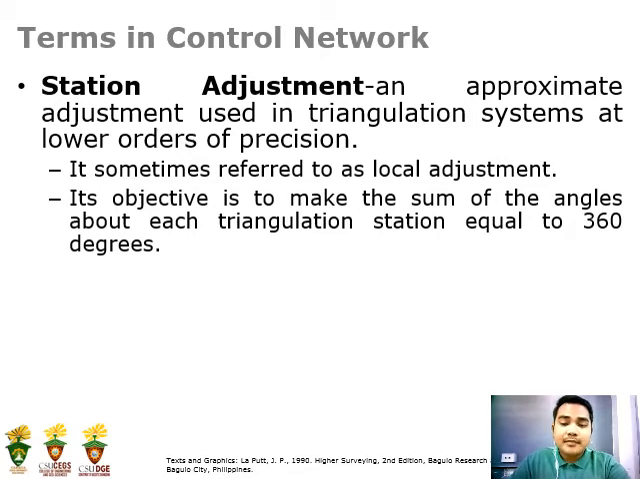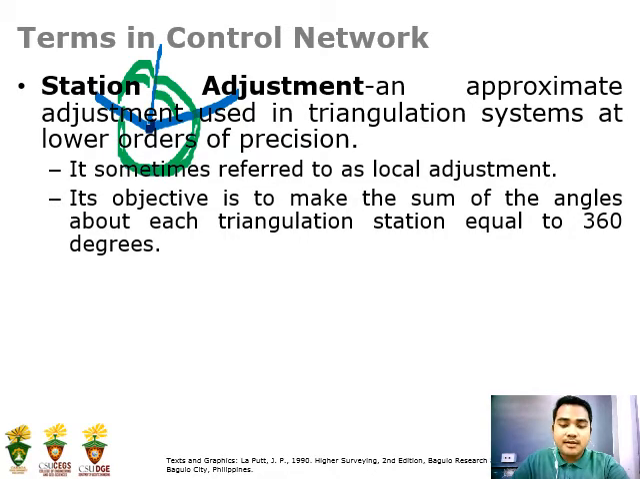Station adjustment, for example, a triangulation station here, let's say. So, at this station, there are lines going to another station, and to another station, so the angles here you're going to adjust. In station adjustment, one full revolution is 360 degrees, so you must assure that this angle plus this angle plus this angle is equal to 360. If they are not equal, you need to adjust it.